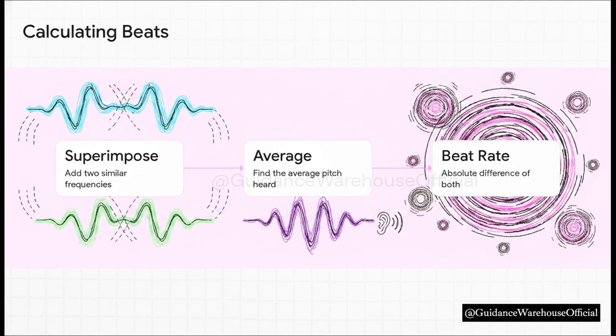Let's break down the math step by step so you don't fall into a really common student trap here. There are 2 different things you hear when beats happen. Step 1, you have 2 similar frequencies superimposing. Step 2, the actual pitch or note your ear perceives is the exact average of those 2 frequencies. But step 3, the rate at which that pitch gets louder and softer, the pulsing beat itself, is the absolute difference between them. So you hear the average pitch, but it's pulsing at the beat frequency.